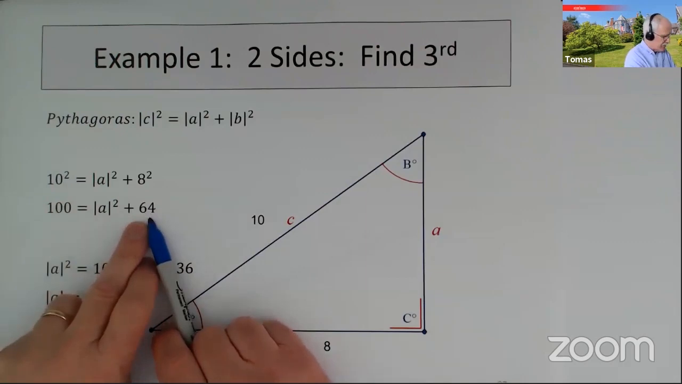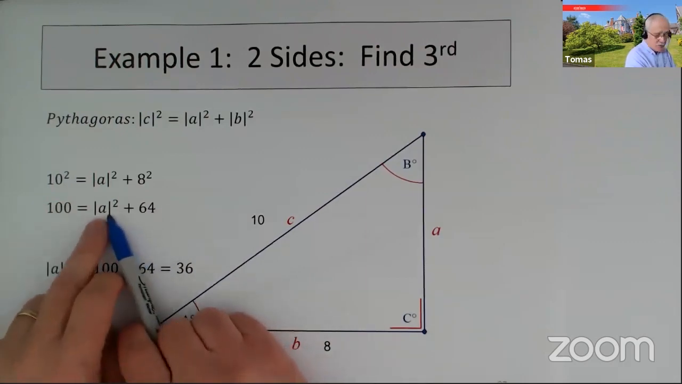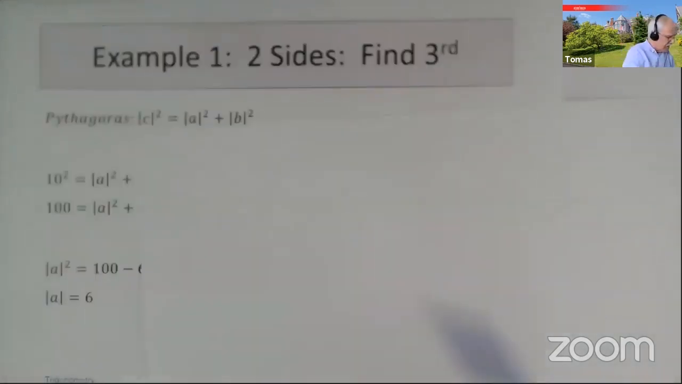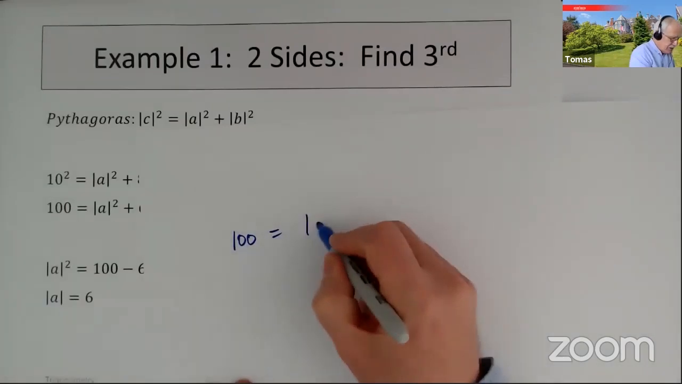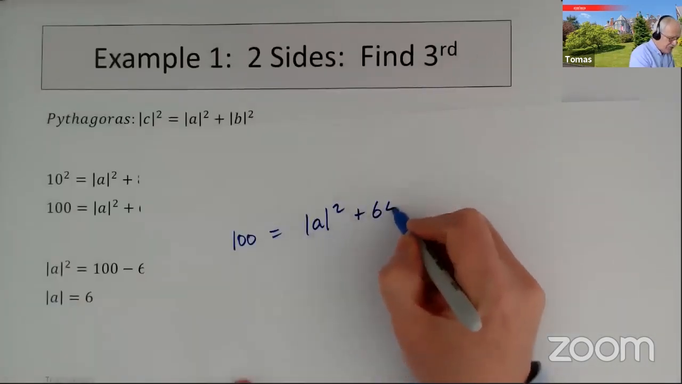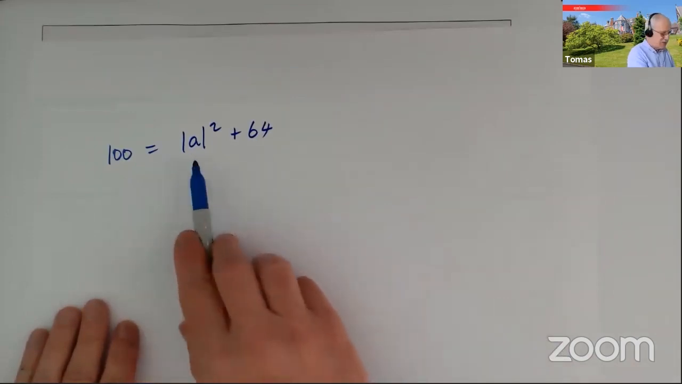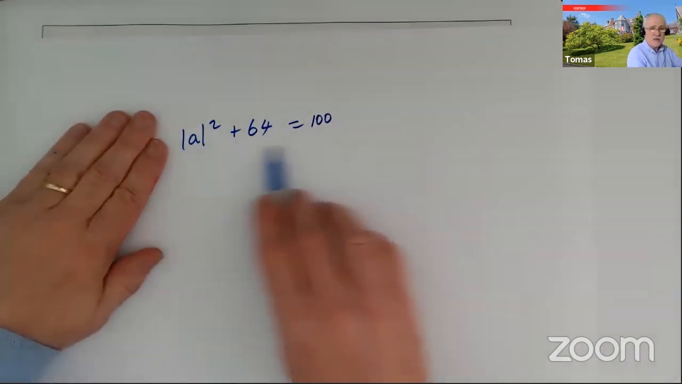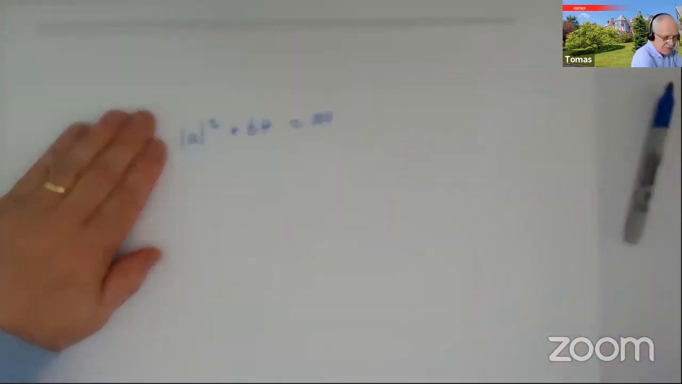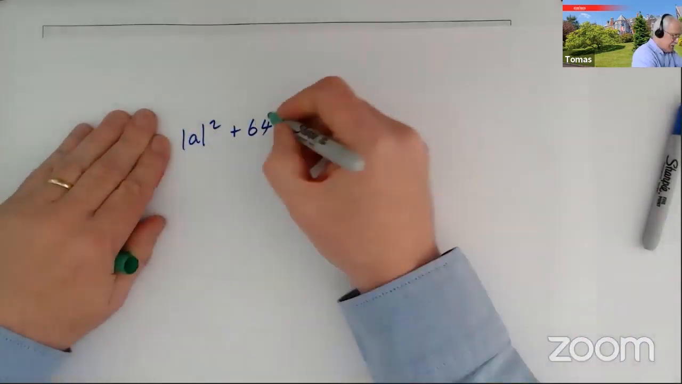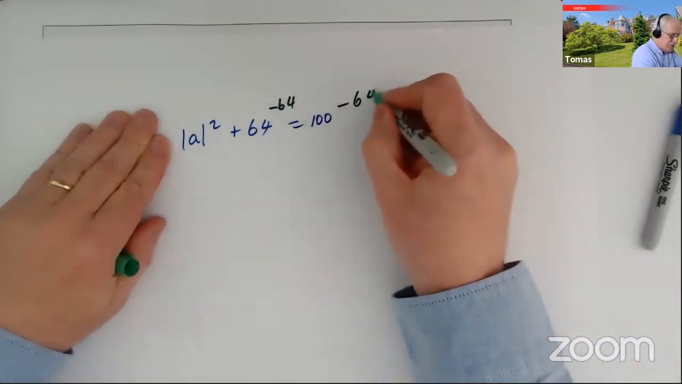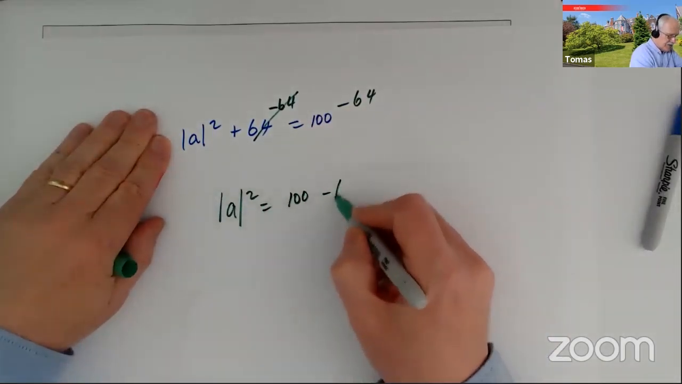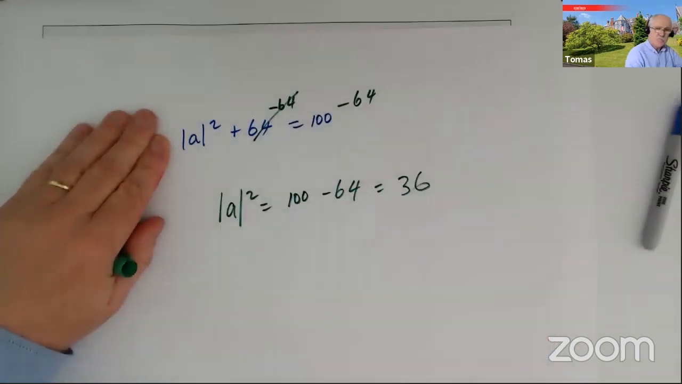I don't like the 64 on this side. I think I'll take it over. Or I don't like the A squared on this side. So I'm just solving that equation really. 100 is A squared plus 64. I'd much prefer to have A on this side. So I could say that A squared plus 64 is 100. That's one way of getting it on the left-hand side. Now, I don't like the 64 on this side, I don't like pluses here. I'm going to make a minus 64 here and get rid of it. So A squared is equal to 100 minus 64, which is 36.